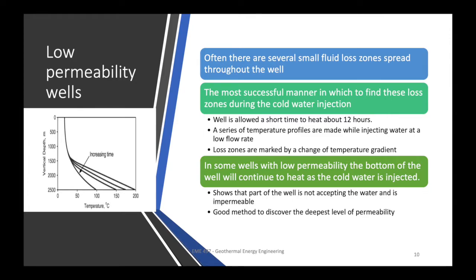In some wells with low permeability, the bottom of the well will continue to heat as the cold water is injected. This shows that part of the well is not accepting the water and is impermeable. It's a good method to discover the deepest level of permeability.